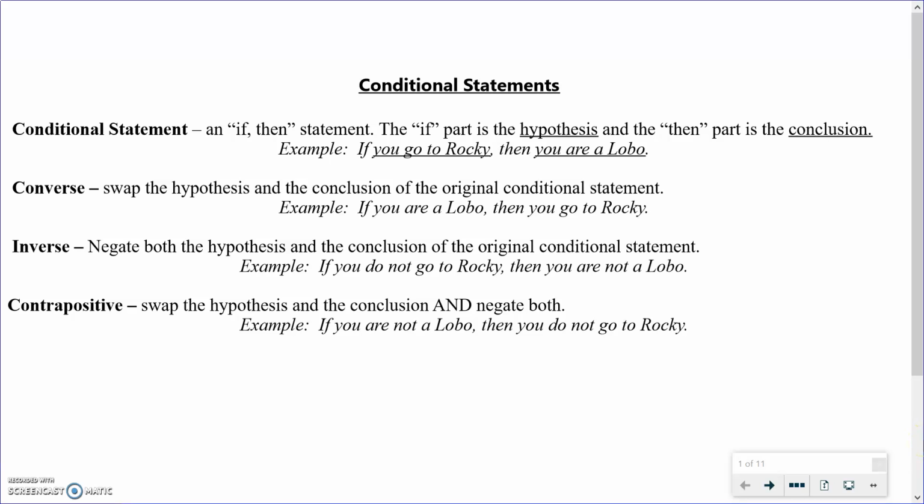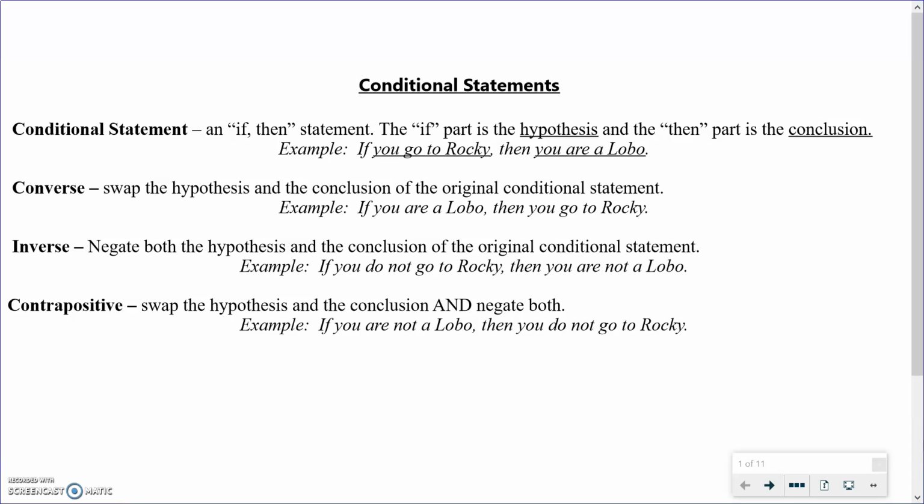Right, here we go. We are going to start chapter 2 today. And the big thing that we're going to cover from section 2.1 is conditional statements, just because it's a good reasoning piece in geometry. And so it's an if-then statement. And we call the part that follows the if the hypothesis, and the part that follows the then the conclusion.